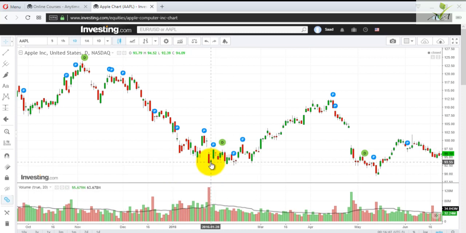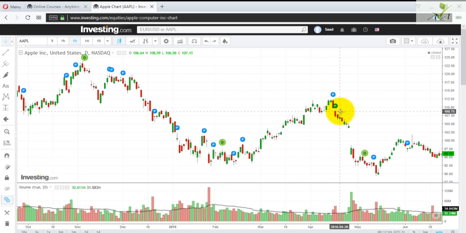For example, this one. The open is 93.79 and the close is 94.09. But the low is 92.39. So that's an extreme low with a small upper wick. That's considered to be a bullish sign. And if you look at it, it did rise extremely high.